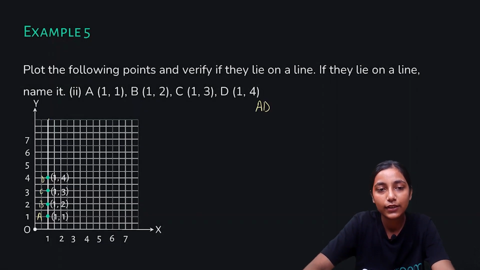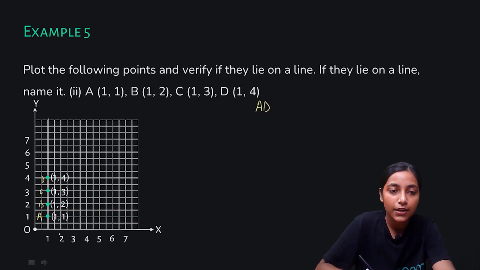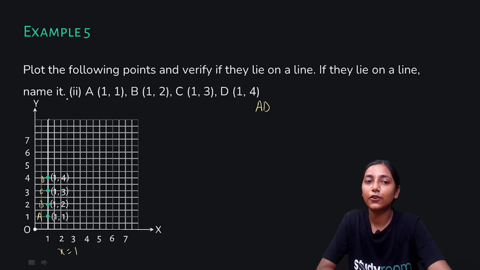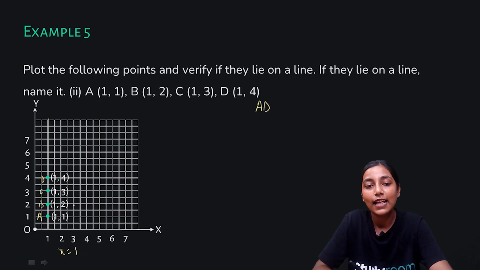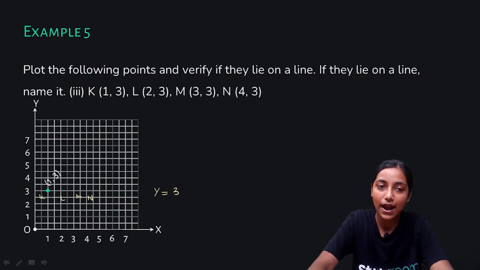Further, you can say which line is this? X equals to 1. So you can name this line as X equals to 1 because if you see in all these points, my X coordinate is the same. In this line, all my X coordinates are the same for all these points. That is 1. So this line is X equals to 1. This line was Y equals to 3.